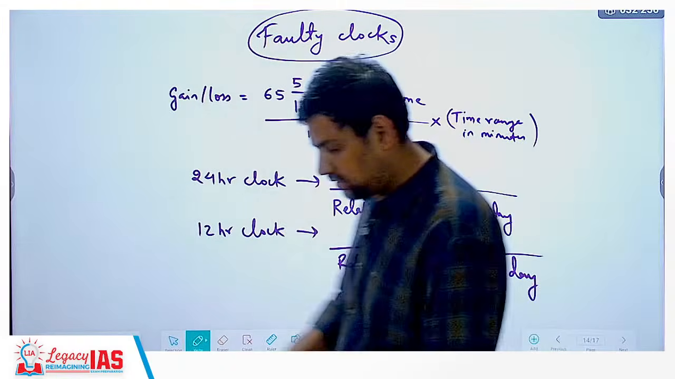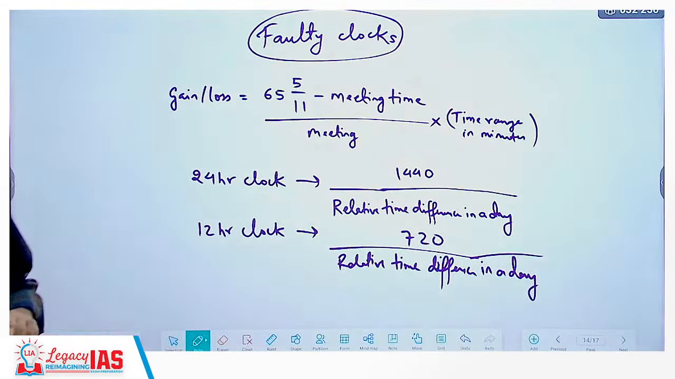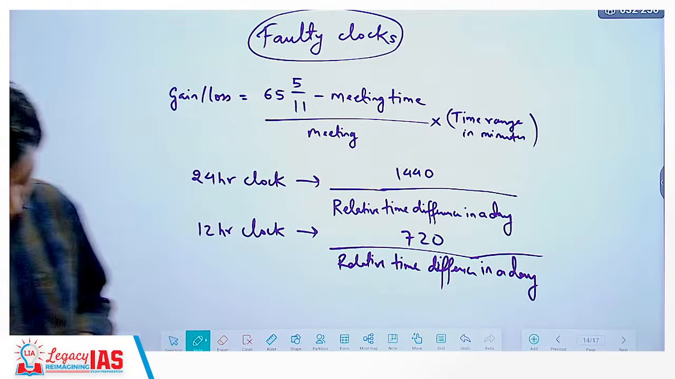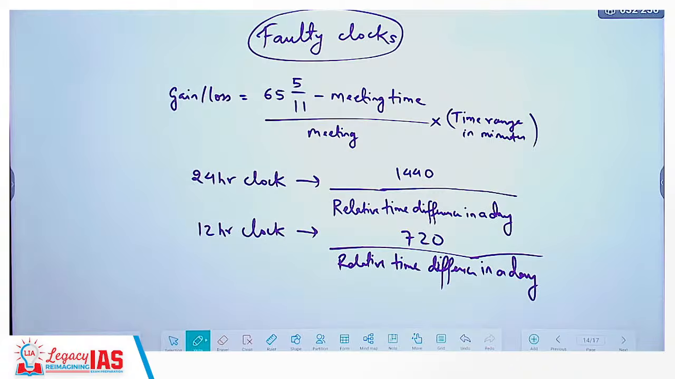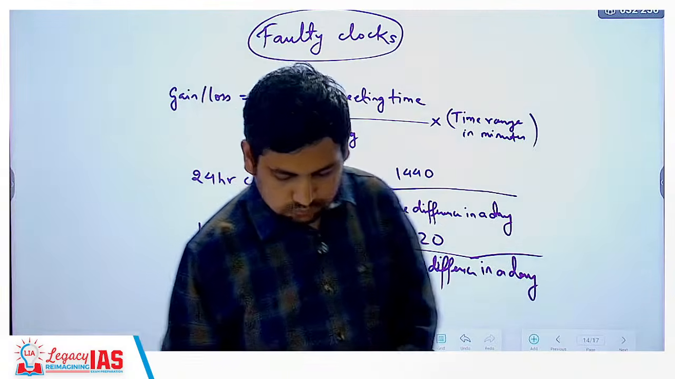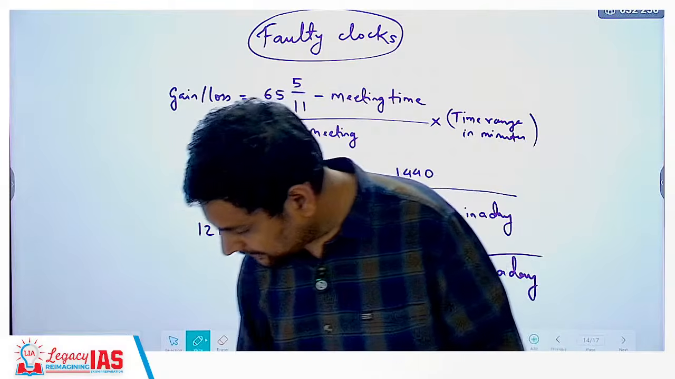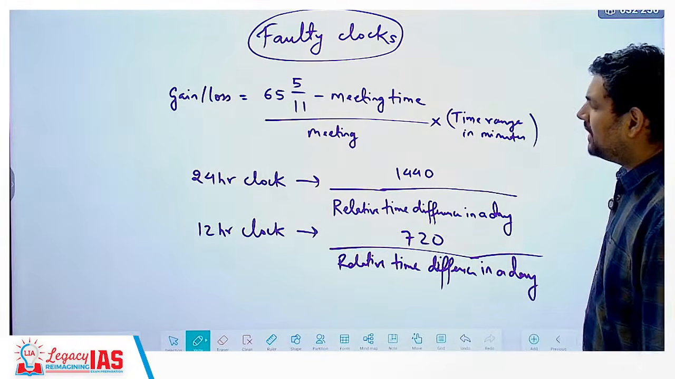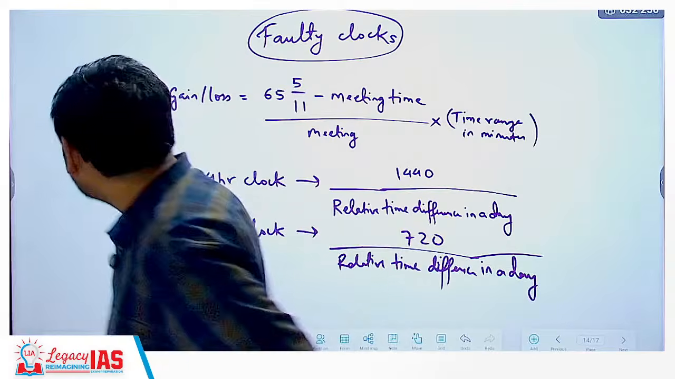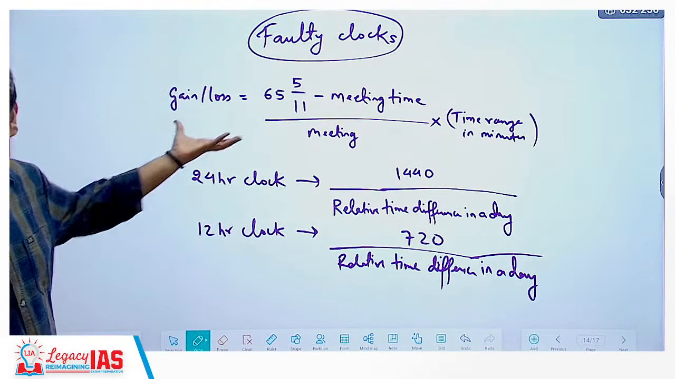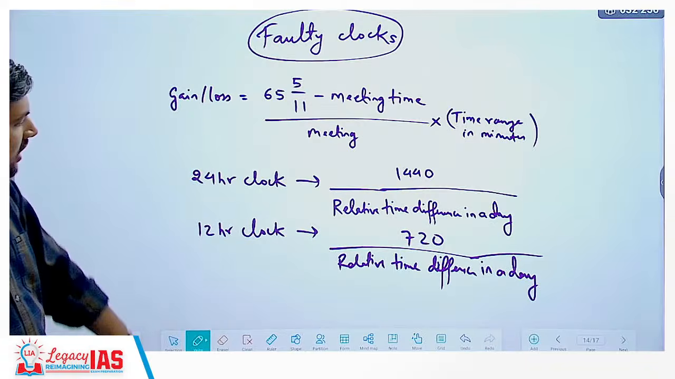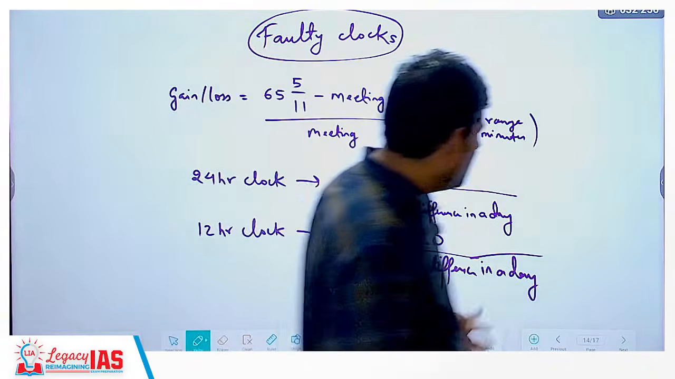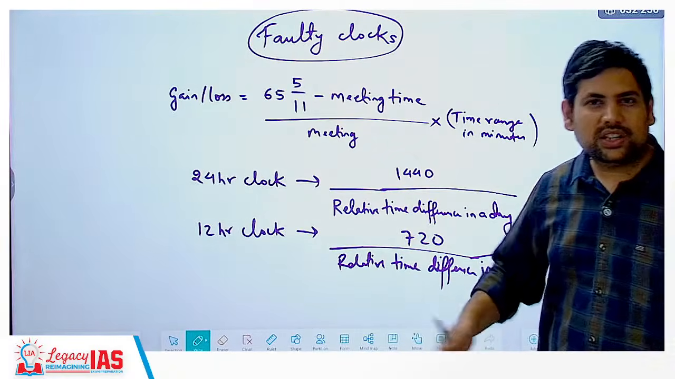Next is faulty clocks. Now for faulty clocks, we usually see two kinds of questions. One is about gain or loss, how much is the gain or loss, and some meeting time is given. The other is based on different cases, like this clock is 5 minutes slow, 10 minutes slow, like that they give.